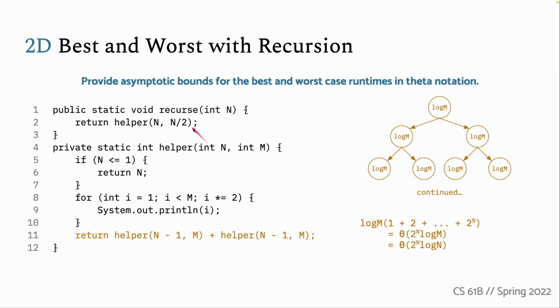Now, if you notice, when we actually call the recursive formula, we're calling m equal to n divided by 2. So we just do 2 to the n of log of n divided by 2. That simplifies to just 2 to the n of log of n because we can get rid of lower order terms. And that is the runtime for this one.